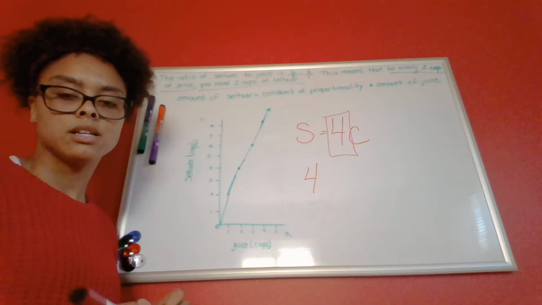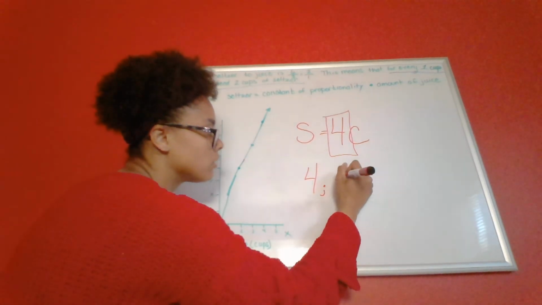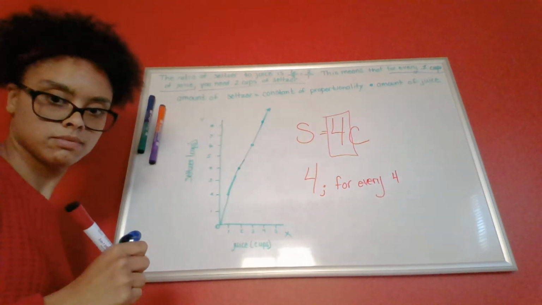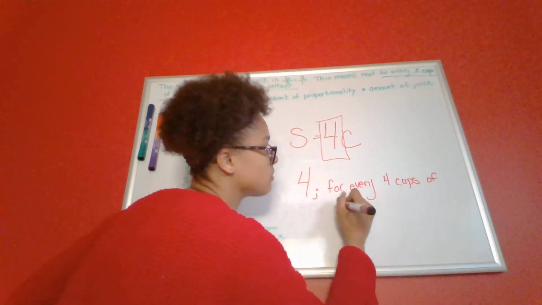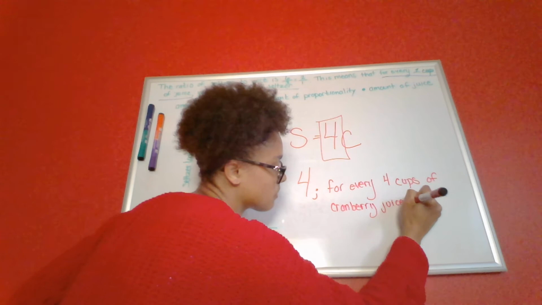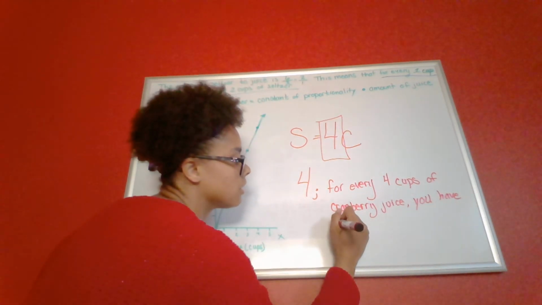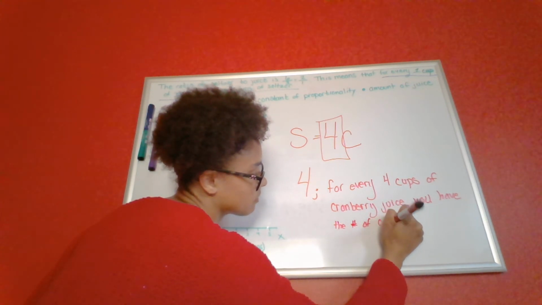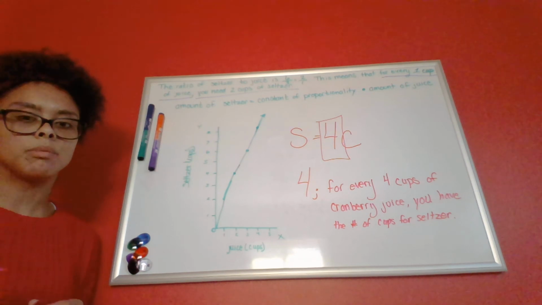Then it says to explain. So you want to explain exactly what that means. It means for every 4 cups of cranberry juice, you have that number of cups of seltzer. And then that will be your answer.